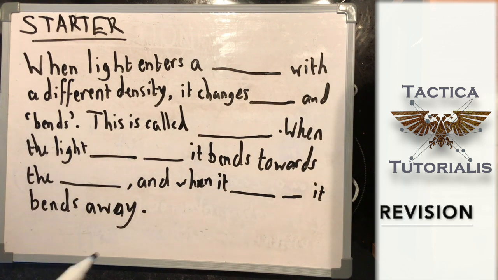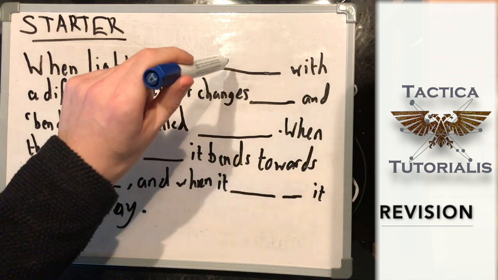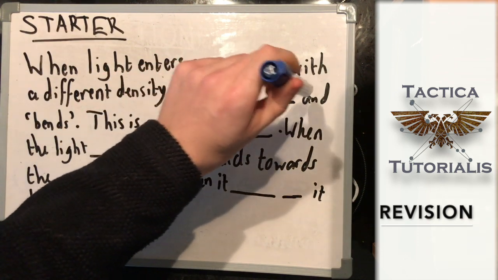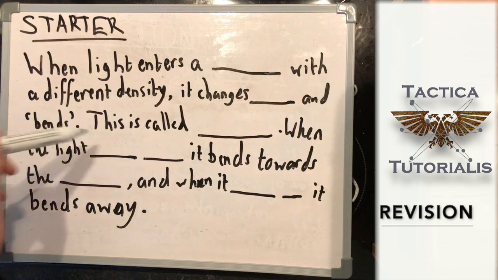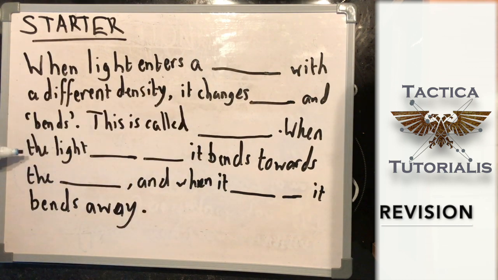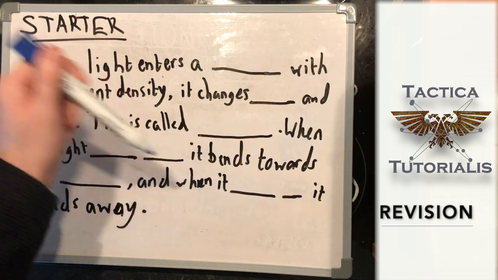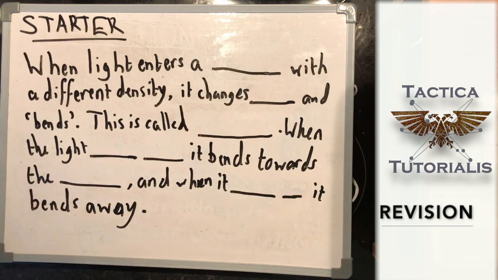But if I create any supplementary resources, I will try and put the pages in another colour, since I don't have to print them, so that you'll be able to read those. But the sentence reads, for those of you who are struggling to read it because my writing is awful, as follows. When light enters a blank with different density, it changes blank and bends. This is called blank. When the light blank, it bends towards the blank, and when it blank, it bends away.